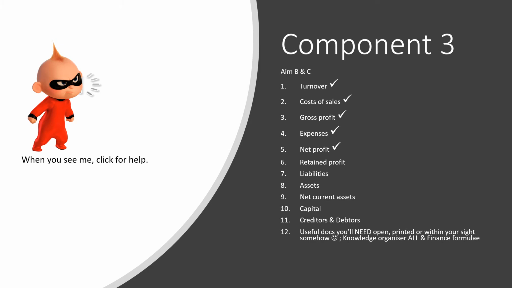Lesson 5. Baby Jack's having a turn on this one. Right, you're going to need to remember gross profit, and your new one is going to be net profit. Remember the formula for gross profit, which is turnover or revenue minus cost of sales. And your new one, net profit, is gross profit minus expenditure. So you see, in order to work out net profit, you actually need to know the other one too.